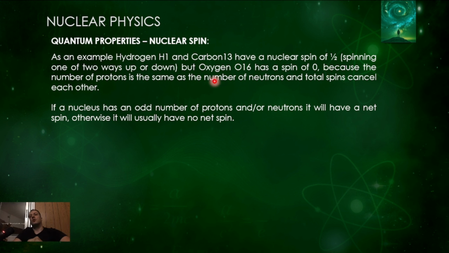So if a nucleus has an odd number of protons or neutrons, it will have a net spin. Why? Because the number of protons and neutrons is different. Otherwise, it will usually have no net spin.